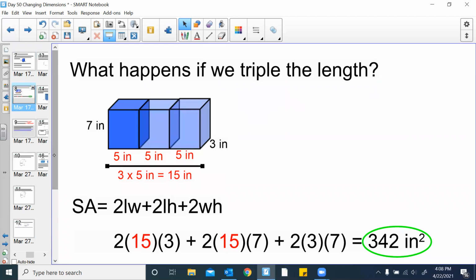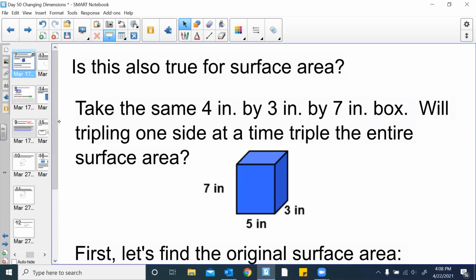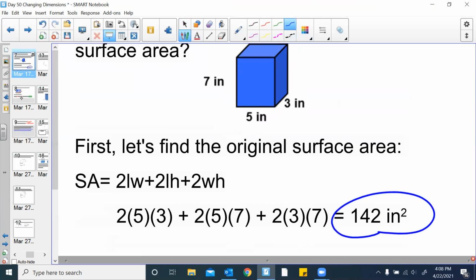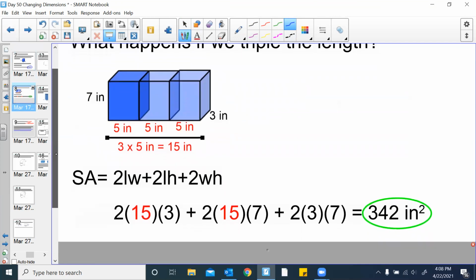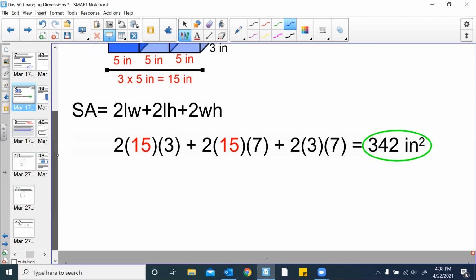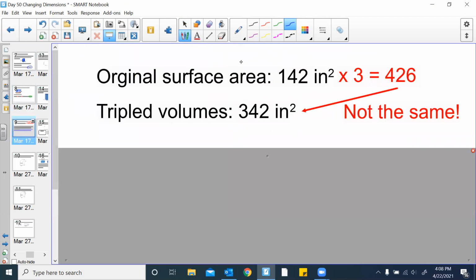So what happens if we triple? Oh, sorry. Let me go back one. Going a little too quick for you. So this would be our initial surface area, 142. Well, if we triple the length, we get 342. And that is not an actual 3 times as much. It's not a perfect triple.